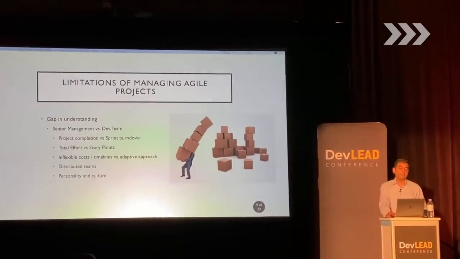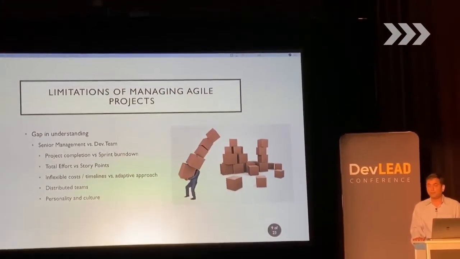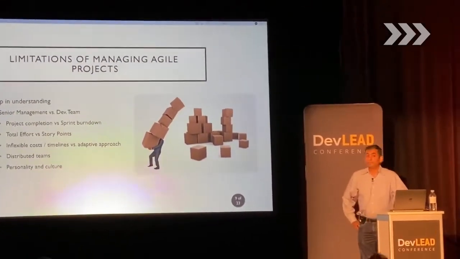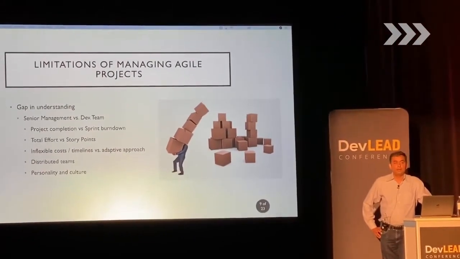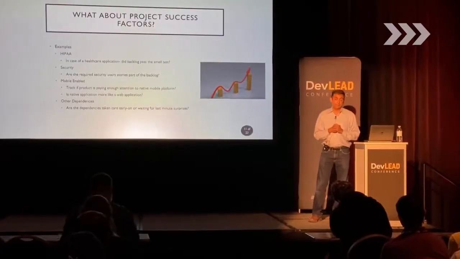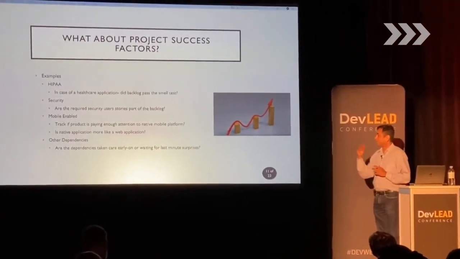What are the limitations of managing Agile projects? The main thing which I want to talk about is gap in understanding. Here we see a gap basically between your senior leadership and the development team. And then let's talk a little bit more about the Agile challenges that need to be considered, right? So now the challenge is who is going to take care of these factors, right?